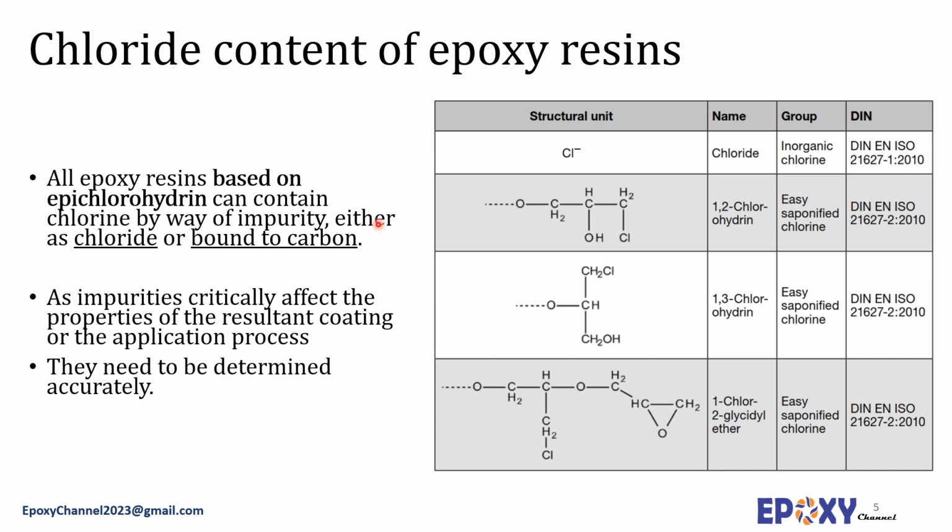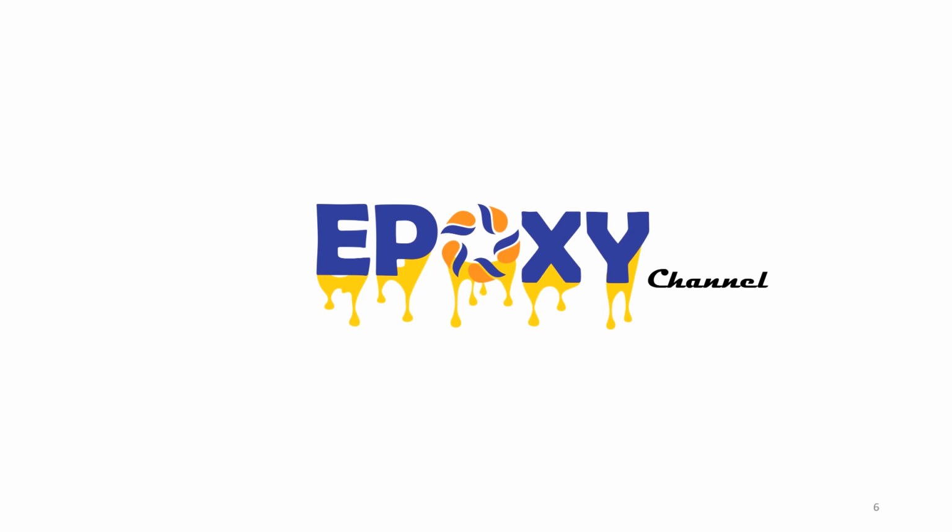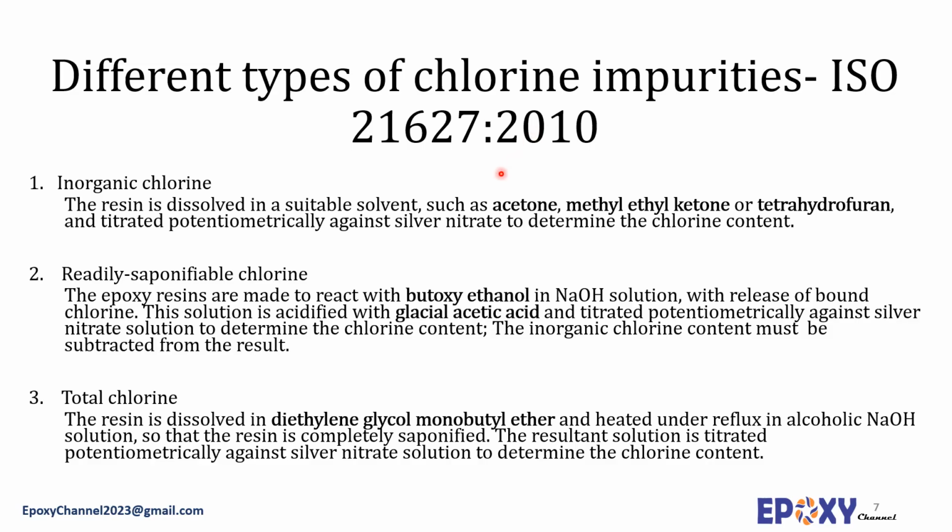As impurities, chlorine critically affects the properties of the resultant coating or the application process, and it should be determined accurately, often based on different standards, which I have provided for your reference here. Let's look at different types of chlorine impurities based on ISO standard. This chlorine impurity could be reported as inorganic chlorine, readily saponifiable chlorine, and total chlorine.